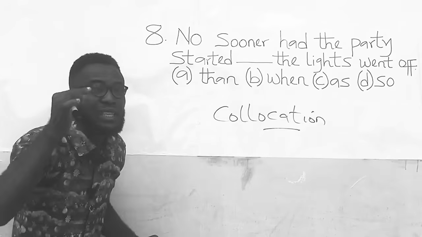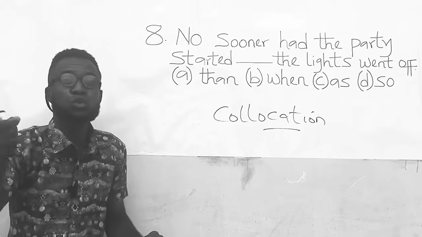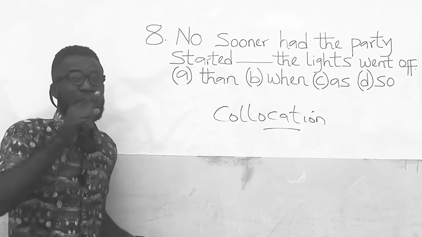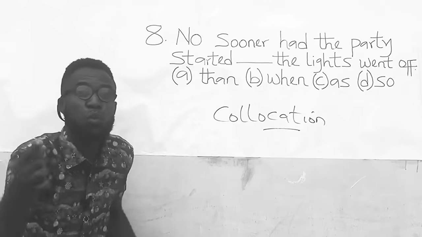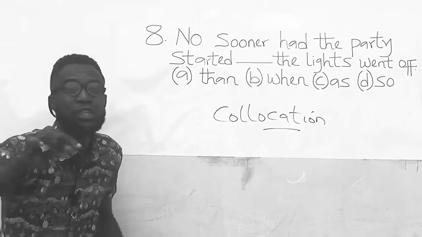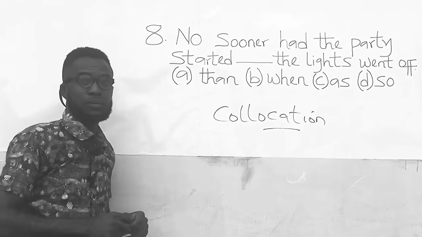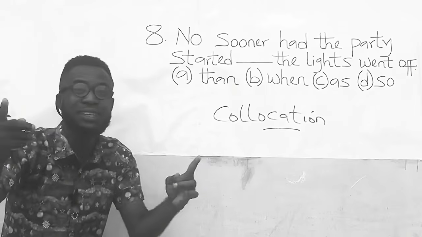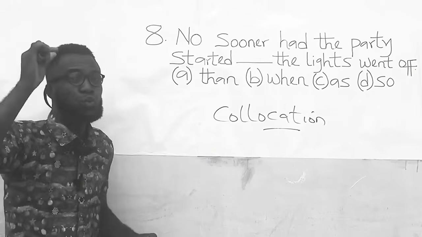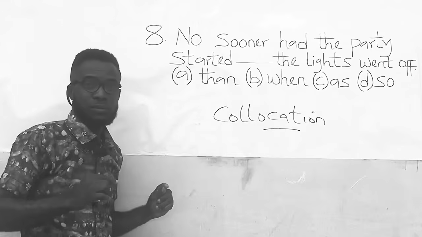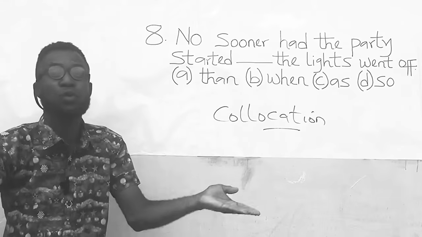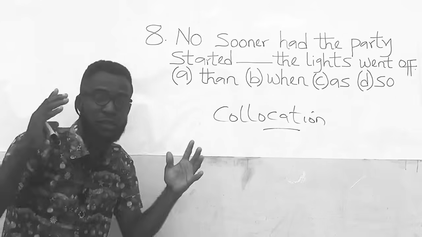Collocation is the attributive tendency for two words or phrases to be used together. In English, there are some words and phrases that should be used together. Using one without the other renders the sentence incorrect. This is what we call collocation. It is the attributive tendency for two words or phrases to be used together.